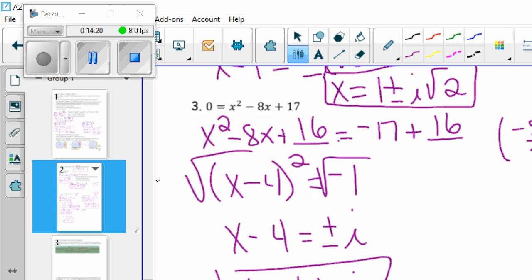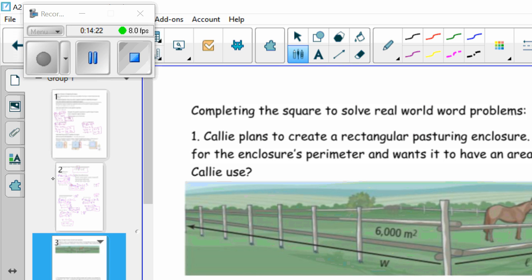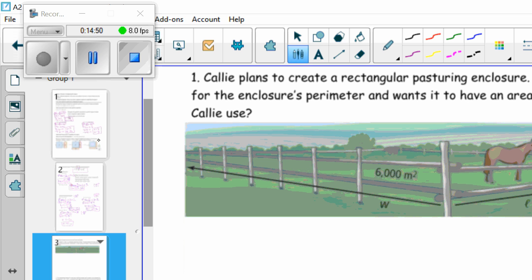All right, let's look at some word problems. So completing the square to solve real world word problems. Number 1, Callie plans to create a rectangular pasture enclosure. She has 340 meters of fencing available for the enclosure's perimeter and wants it to have an area of 6,000 square meters. What dimensions should Callie use? And we can see from the picture we have a rectangle. Okay, so let's write down perimeter and area.